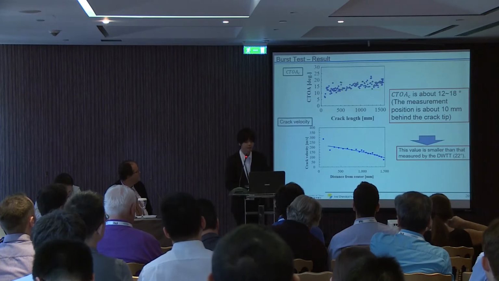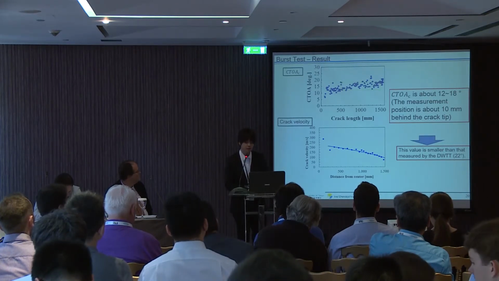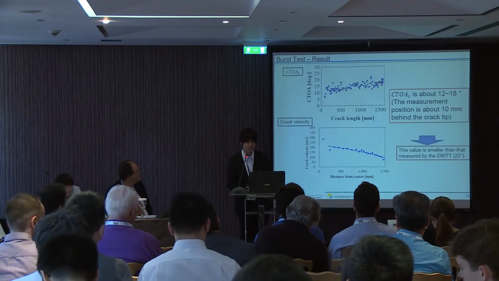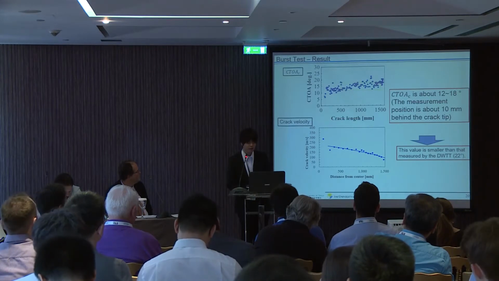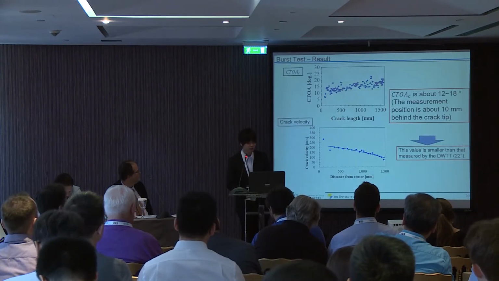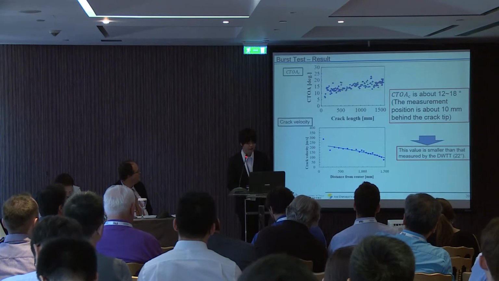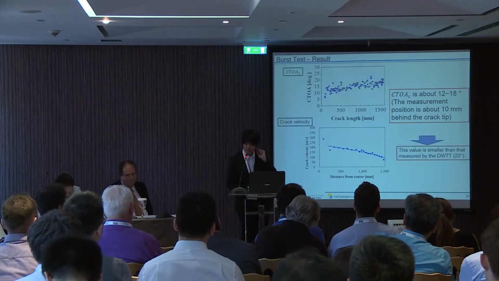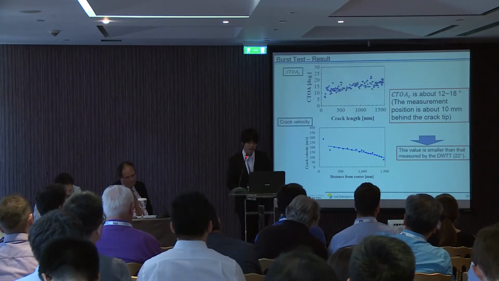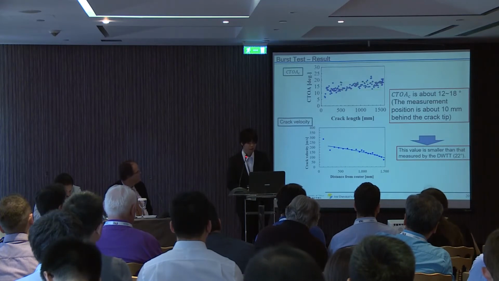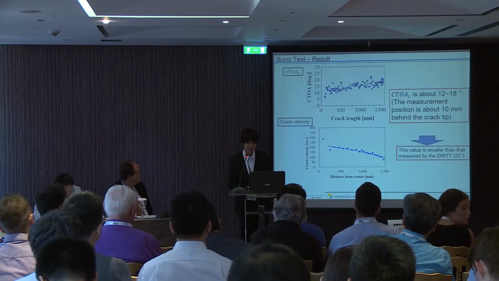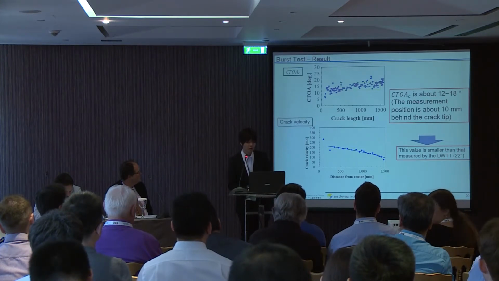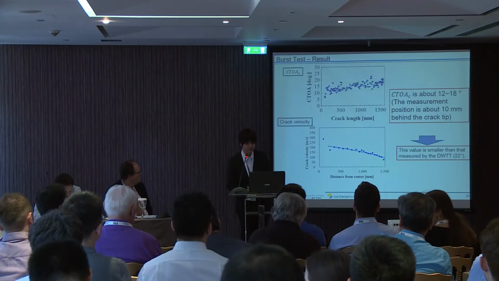These are the results. CTOA is about 12 to 18 degrees. The measurement position is about 10 mm behind the crack tip. The CTOA resistance value stayed almost constant at 500 to 1500 mm, in which the crack propagated steadily. The crack velocity decreased from about 200 meters per second to 100 meters per second. This CTOA value is smaller than that measured by the DWTT. CTOA in DWTT was 22 degrees.